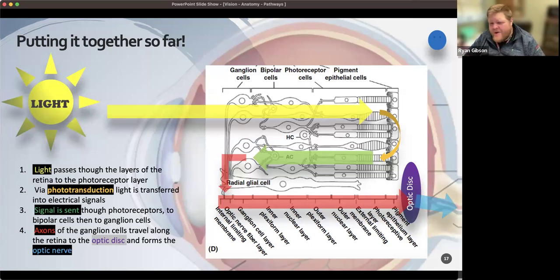Any questions on how the retina works? A very thin structure, yet one so very, very important. Any questions? Beautiful. Sweet. Okay, so we will keep on keeping.